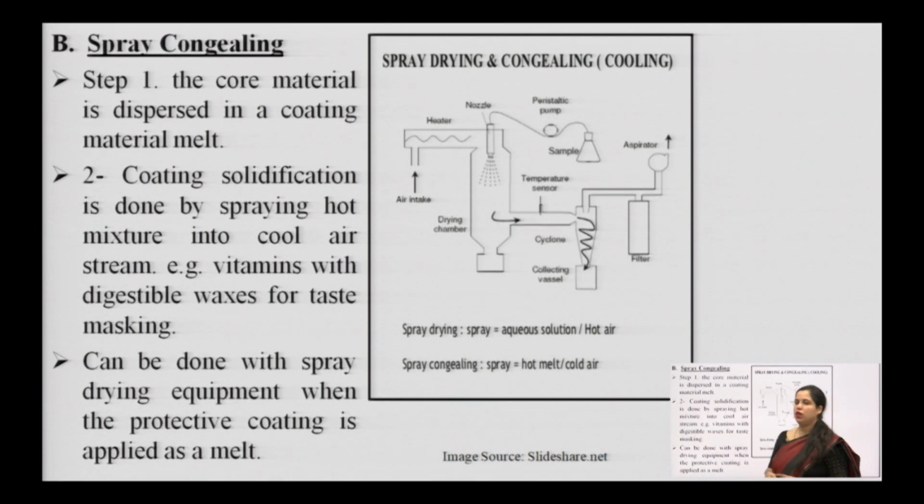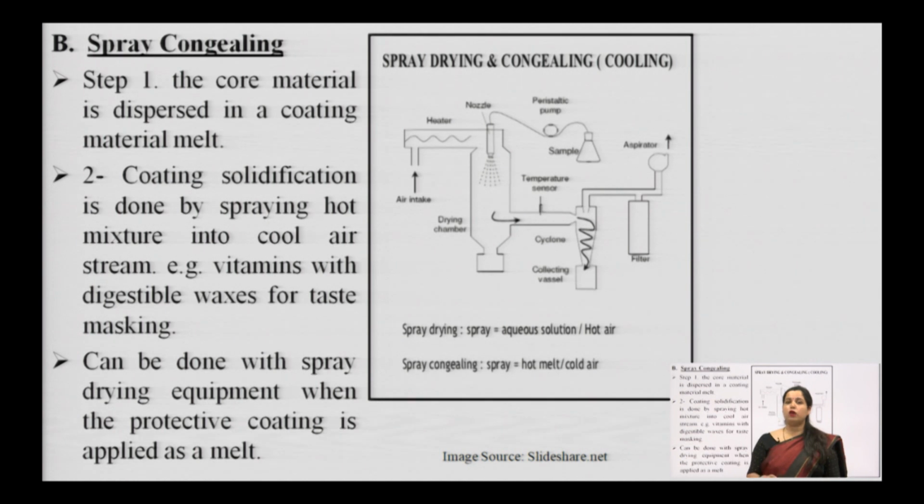Now, spray congealing means the freezing condition which we provide during the manufacturing process. So, the core material is dispersed in a coating material melt, right. All the things are same in spray drying and spray congealing, the only difference is the hot and cold environment in the chamber. So, in congealing we use cold conditions, whereas in spray drying we use drying conditions, basically hot temperatures. So, the coating solidification is done by spraying hot mixture into a cool air stream.